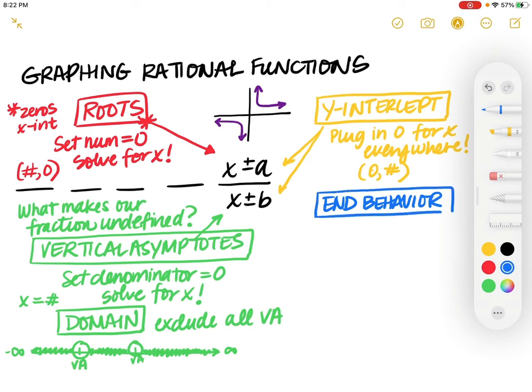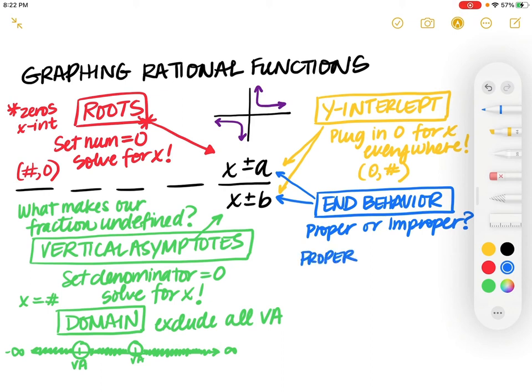So our end behavior looks at the entire function as a whole, both the numerator and denominator, and it asks the question, is this a proper or improper fraction? Because we can predict what's going to happen in fractions if we know whether it's proper or improper. So let's start with the case of proper.